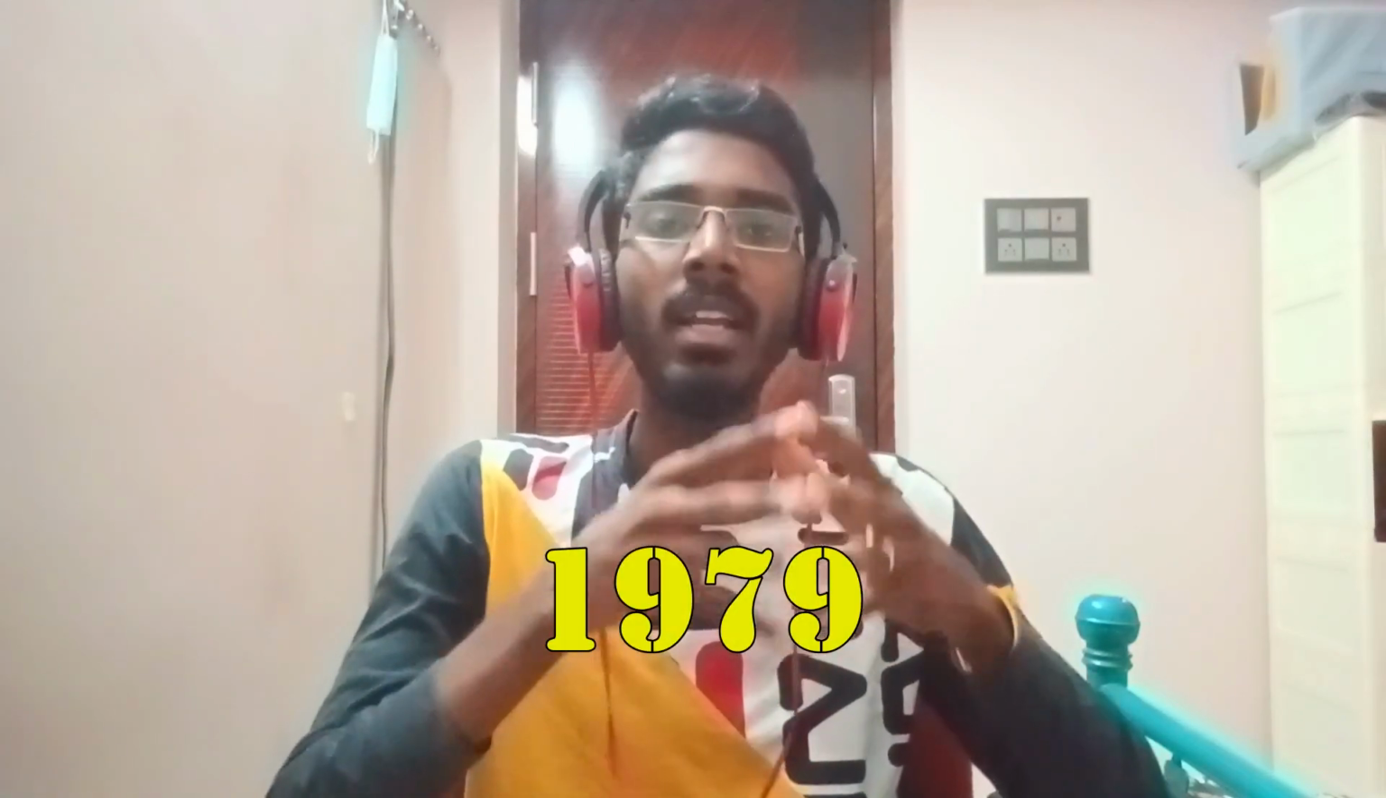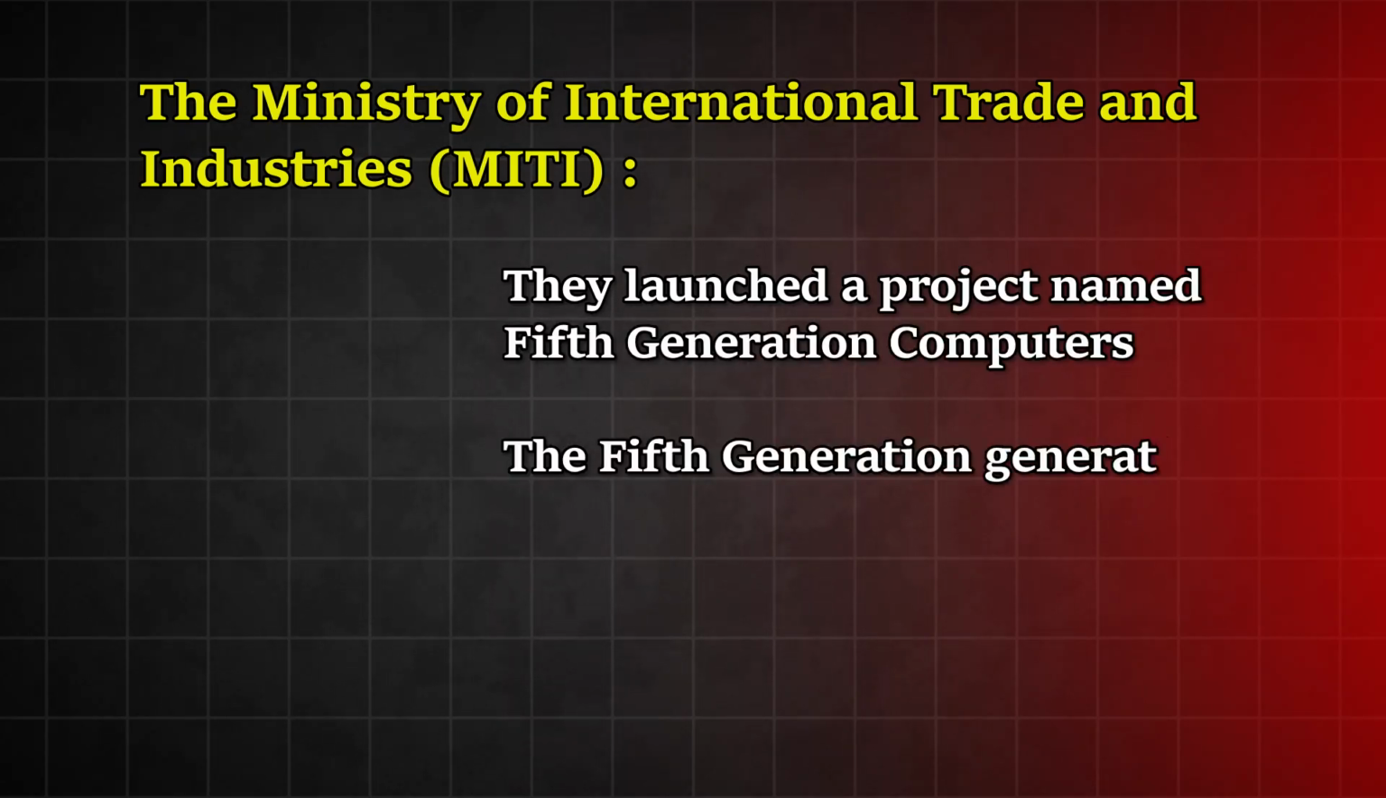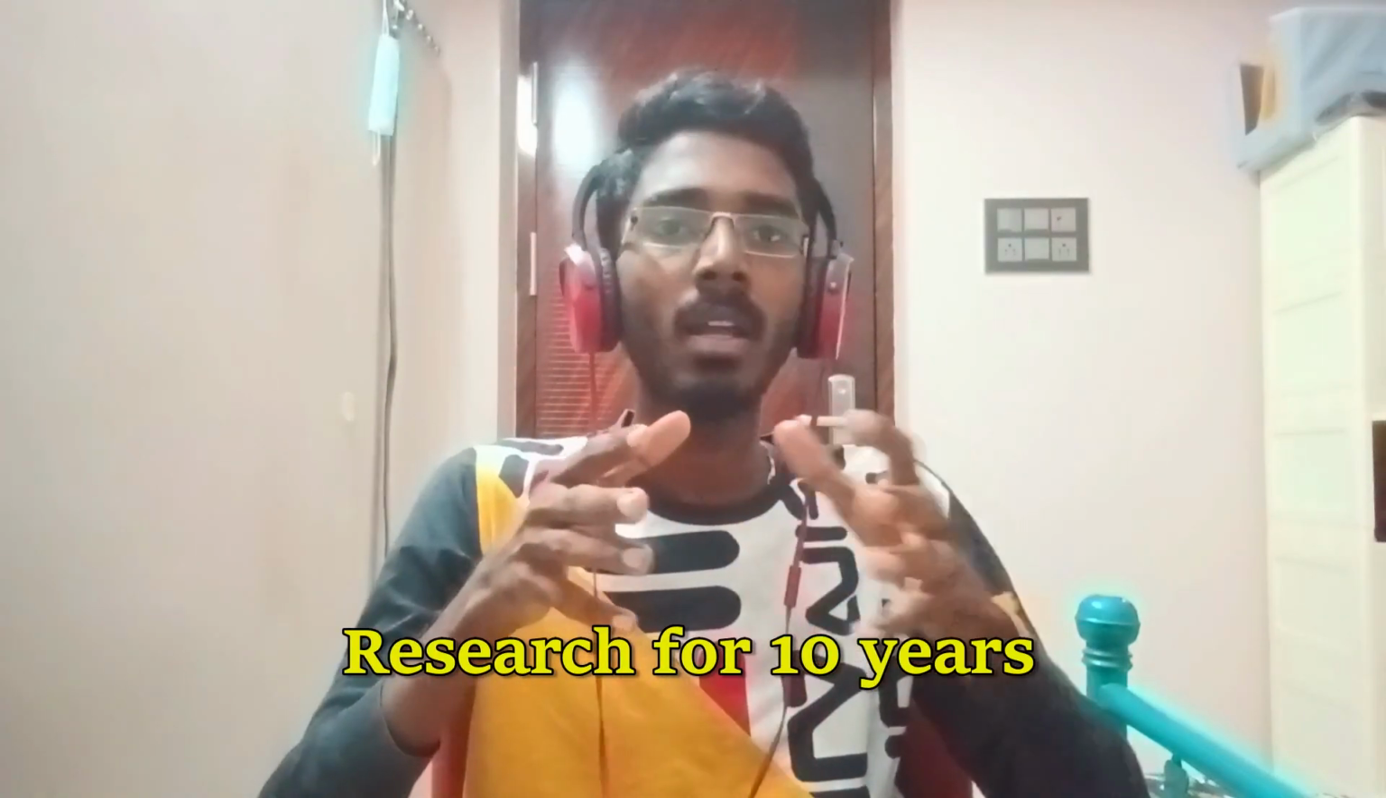The next topic we are going to talk about is Japan's AI project in the year 1979. In 1979, the Ministry of International Trade and Industry launched a project named Fifth Generation Computers. The fifth generation computers were the futuristic form of computers. The project was basically planned as research for 10 years.